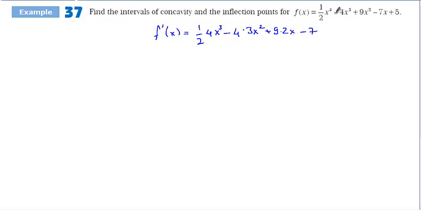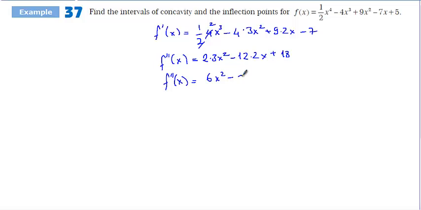minus 7 plus 0), and f''(x) is going to be equal to, here if you simplify 4 and 2, this is going to be 2 times 3x squared. This is going to be 12 minus 12 times 2x and plus 9 times 2 is equal to 18. The derivative of x is equal to 1 and the derivative of minus 7 is going to be equal to 0. That's why it's not written. So f''(x) is equal to 6x squared minus 24x plus 18.